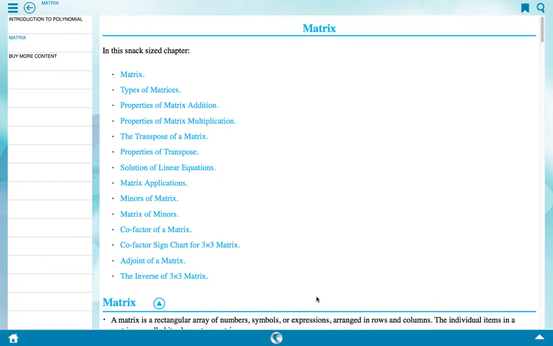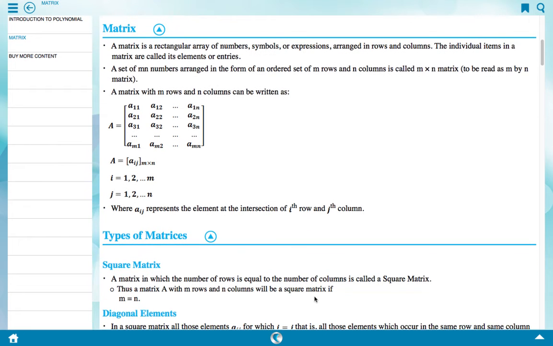Now see here, matrix. A matrix is a rectangular array of number, symbol or expression arranged in rows and columns. Individual items in a matrix are called its elements or entries. A set of MN numbers arranged in the form of an ordered set of M rows and N columns is called an M×N matrix, to be read as M by N matrix.